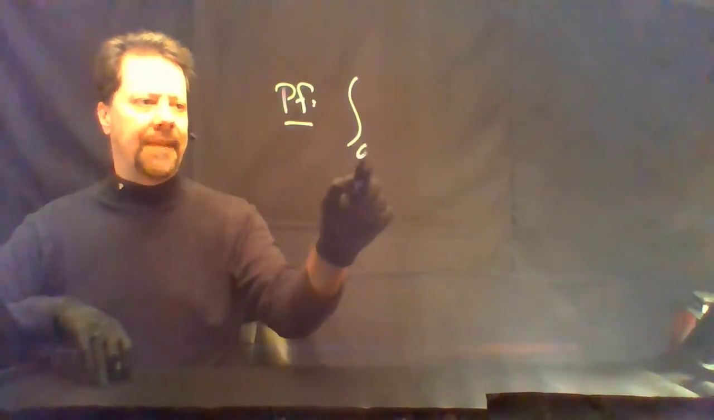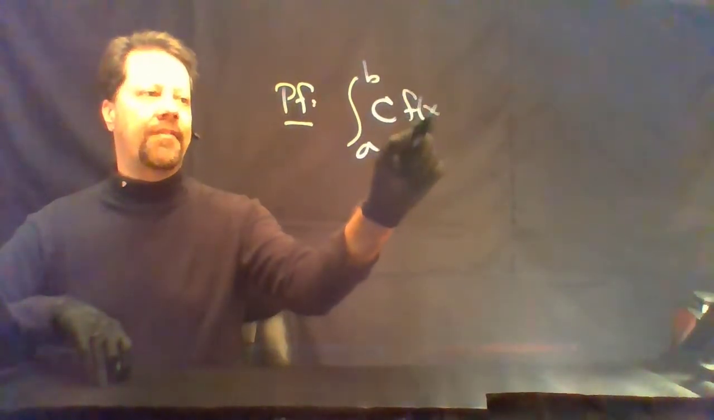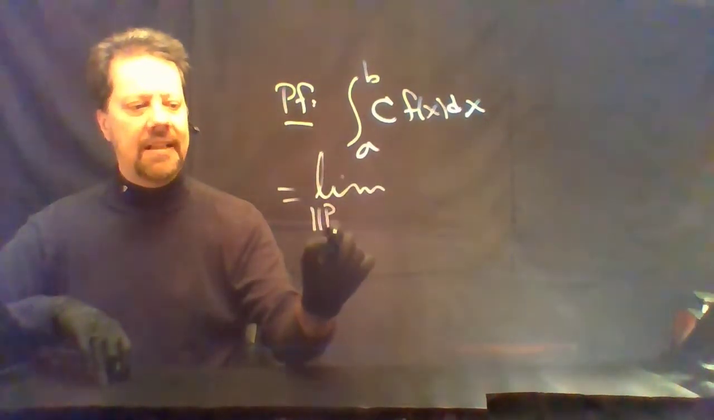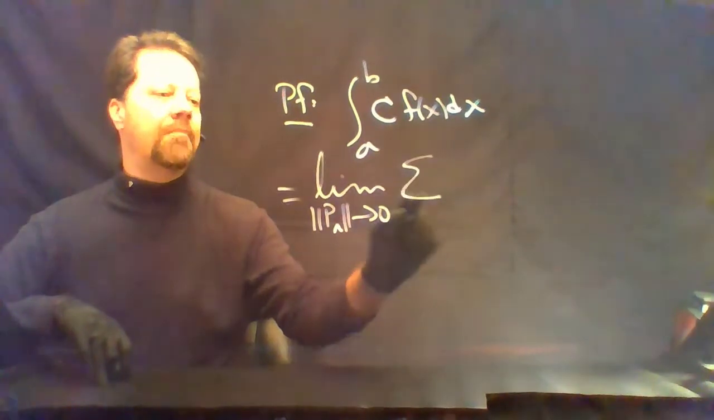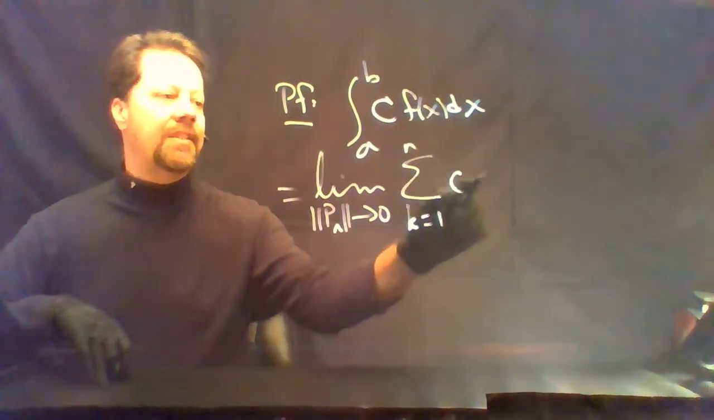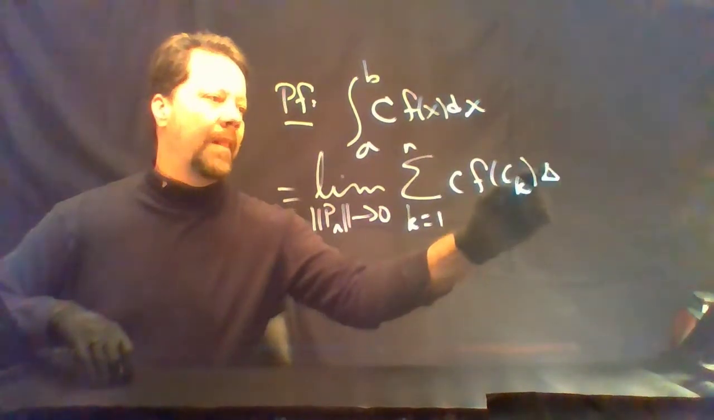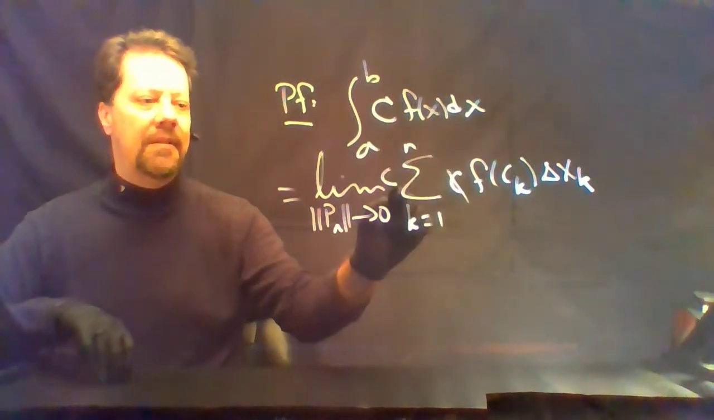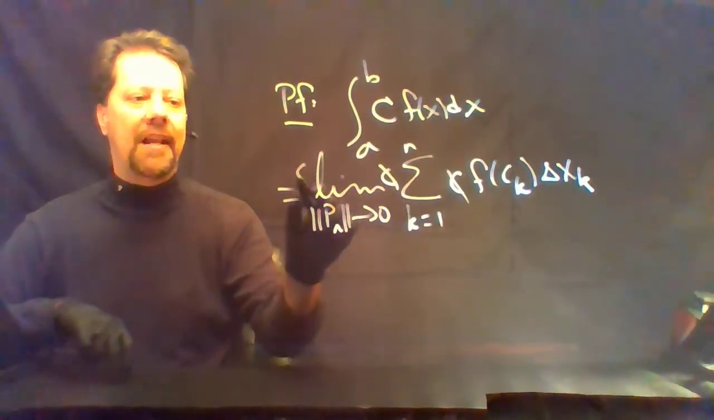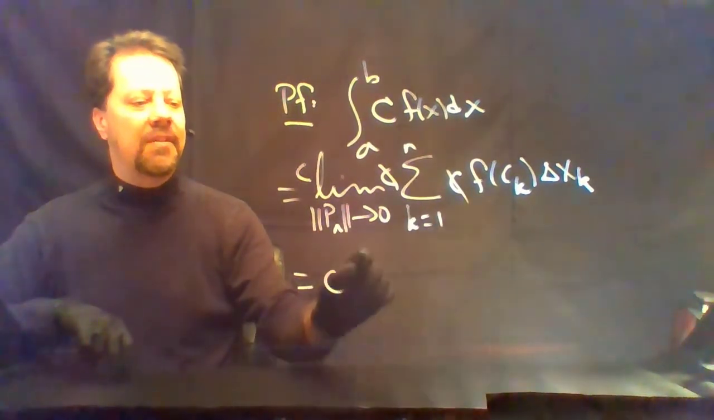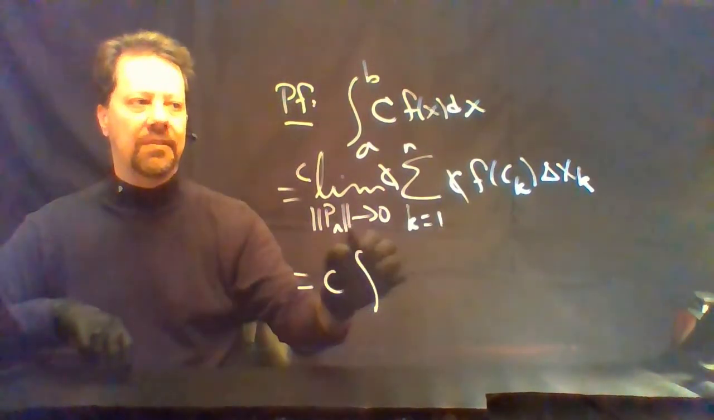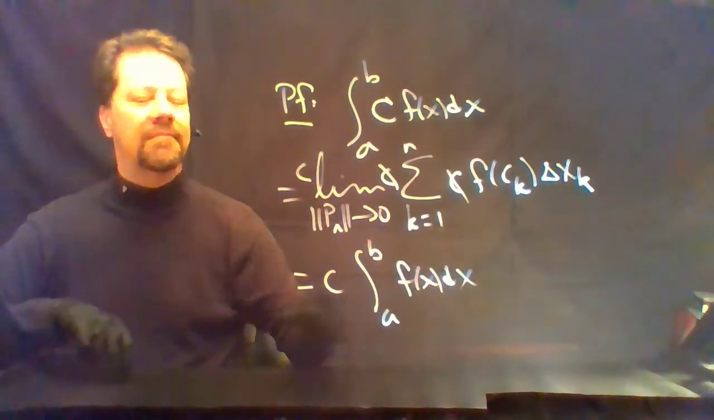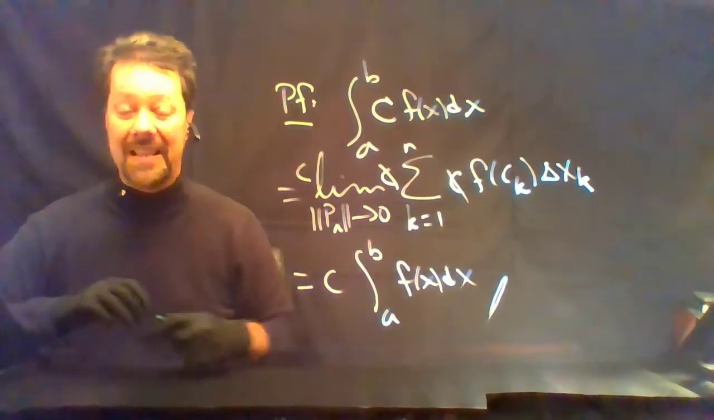Let's look at the integral from a to b of a constant times f of x. This is, by definition, the limit as the norm of the nth partition goes to 0 of the sum, as k goes from 1 to n, of c f of ck delta xk. Now this constant c can be factored out of the sum, and constants can be factored out of limits, which means the rest of this is just the integral of f. So you get c times the integral of f. That's the end of that piece of the proof.